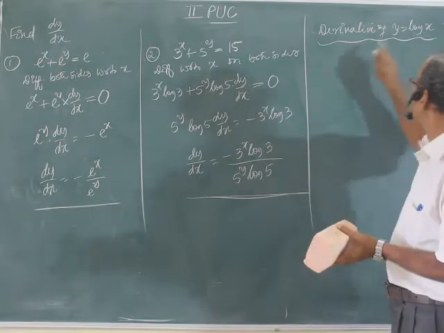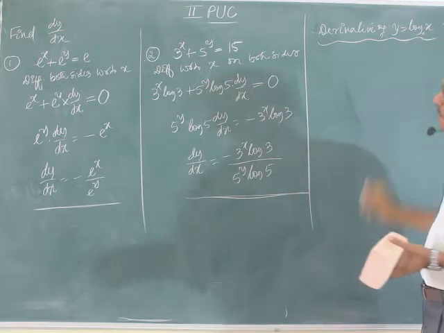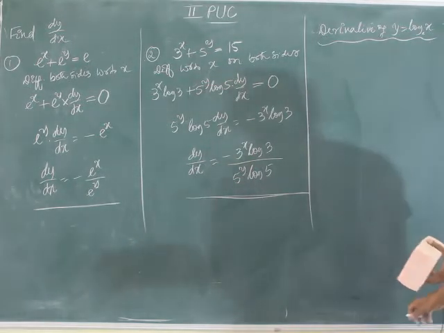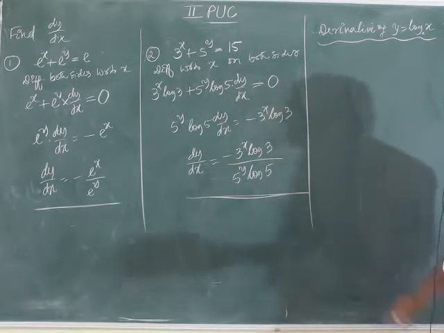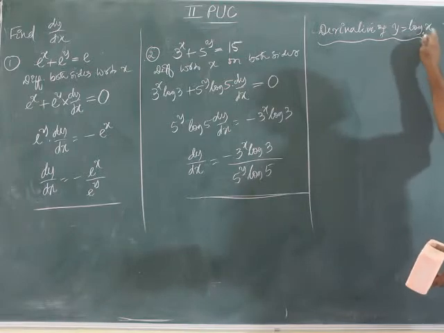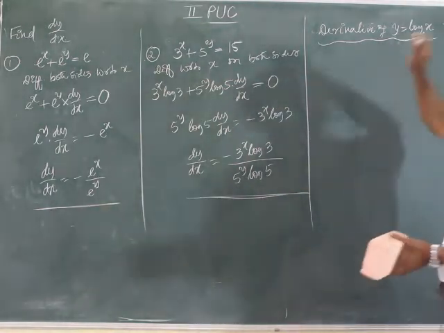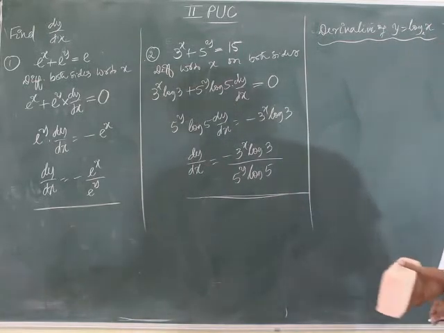Now, y equal to log x. Remember, base is not written. You know that it is a natural base, natural logarithm. That is why this need not be written. If any other base is there, you have to mention it: 10, 5. Here no need of putting the base. It is implied. Anyway, how to find the derivative of this function?